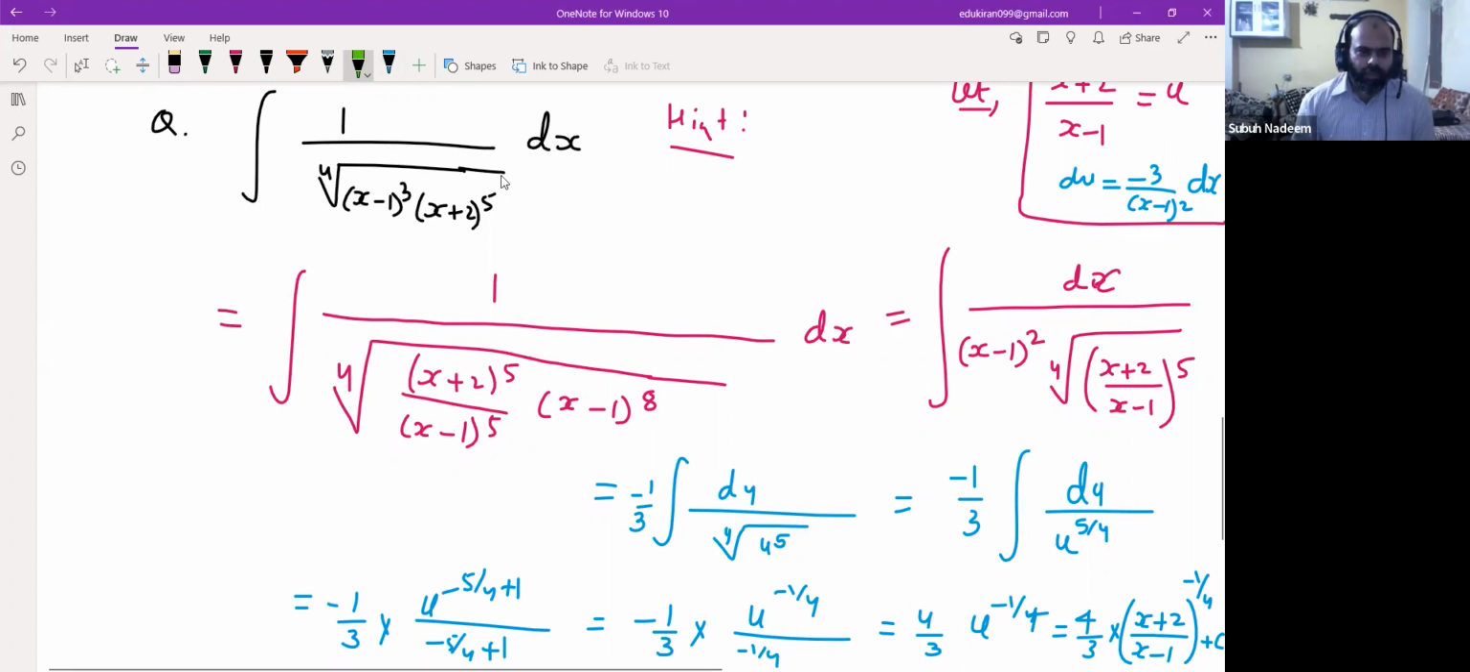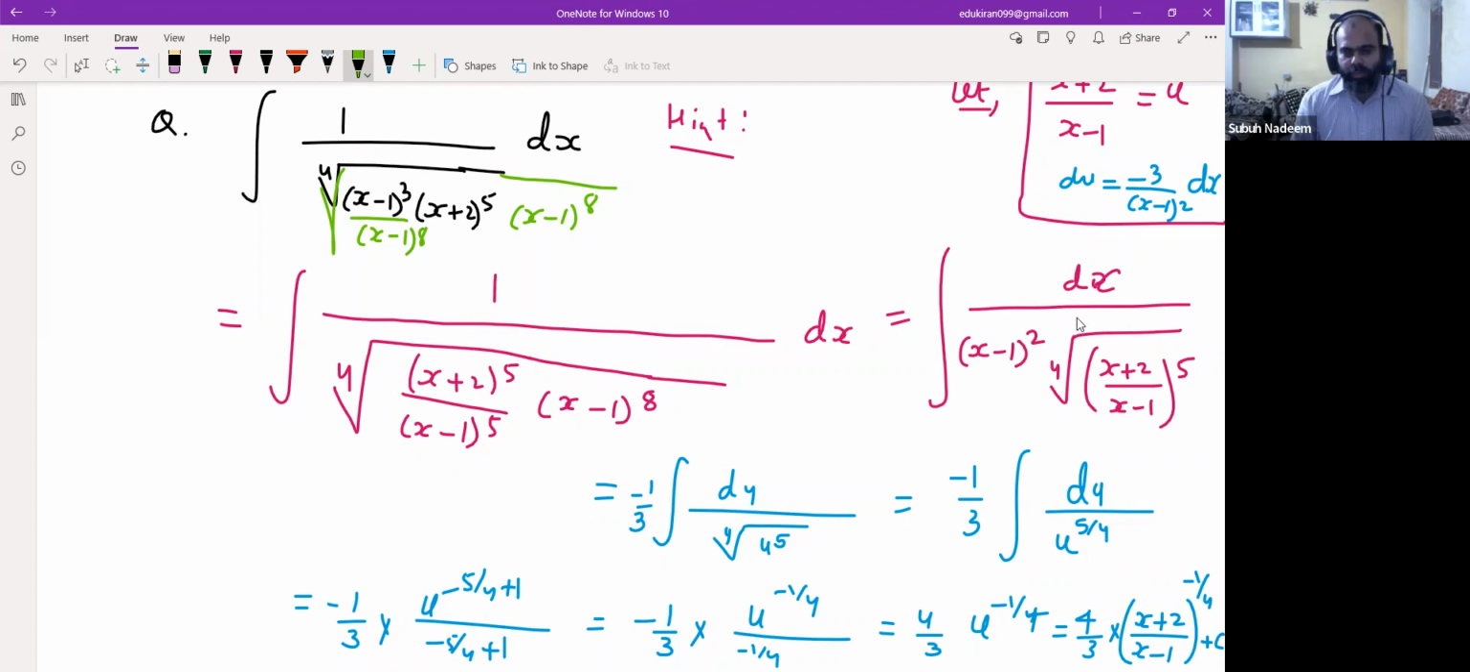I am here multiplying this one with x minus 1 to the power 8 and dividing with x minus 1 to the power 8. So 8 minus 3 becomes 5. So x plus 2 to the power 5 by x minus 1 to the power 5 into x minus 1 to the power 8, so this is dx by, now this x minus 1 to the power 8 fourth root will become x minus 1 whole square. Now this will become fourth root of x plus 2 by x minus 1 to the power 5.